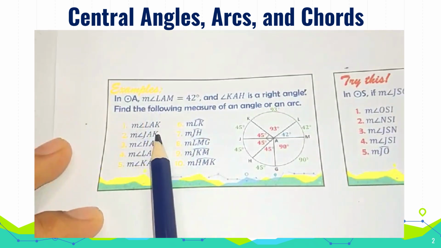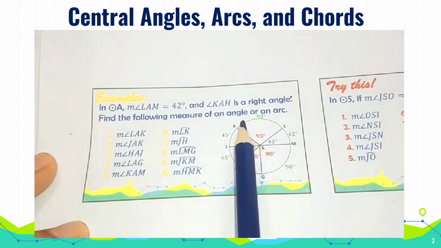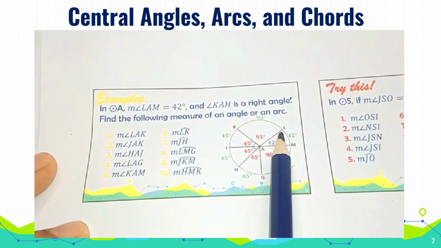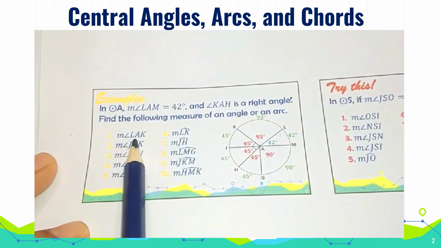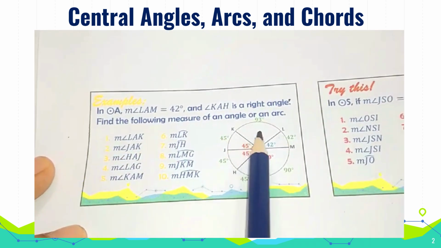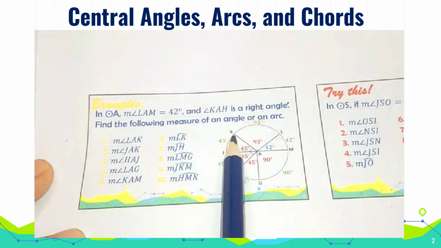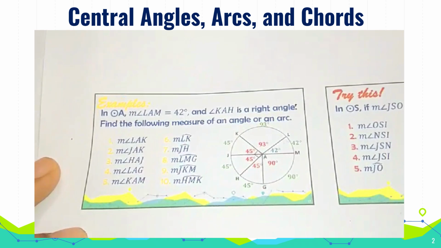This shows that whatever the measurement of the central angle is will be the measurement of its intercepted arc. Like the measurement of angle LAK will be the same as its intercepted arc, arc LK.